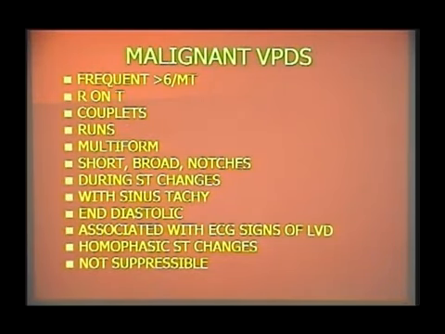When they are very frequent, more than 6 per minute, or ventricular bigeminy, very frequently coming, then they are malignant. R on T phenomenon, when the R wave of the VPD is falling on the T wave of the sinus beat, very close to the sinus beat, it is malignant. 2 successive VPDs are called couplets. 3 successive VPDs are called runs. Both are dangerous. Multiform, where in a given single lead the VPD has different configurations, is multiform or multifocal VPDs. Short, broad VPDs with notches are very dangerous.